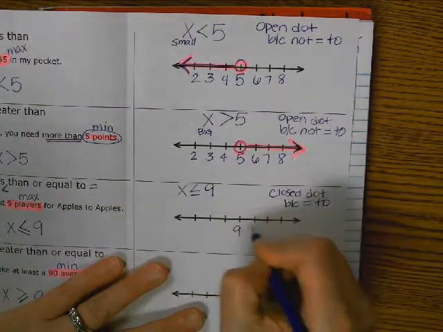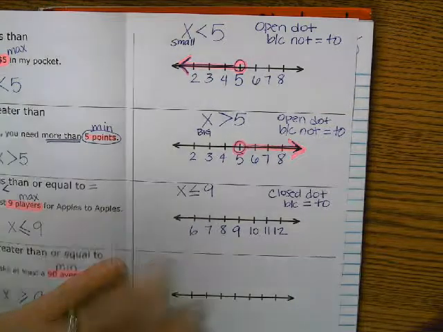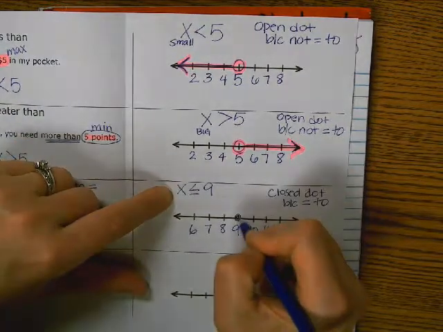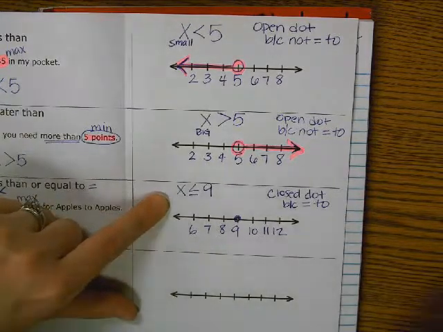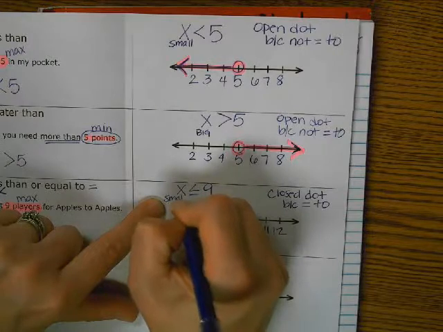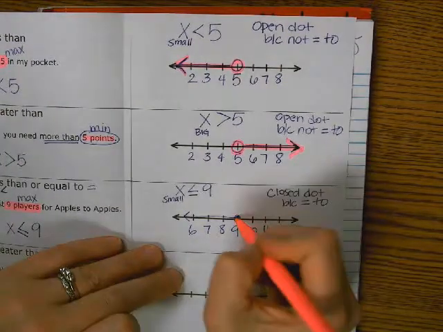Alright, let's put our numbers on the graph. 9, 10, 11, 12, 8, 7, 6. And so we're going to put a closed dot at 9. That means we just shade it in. And then is X on the big side or the small side? So X is on the small side. So I'm going to shade in the small direction. Make sense?